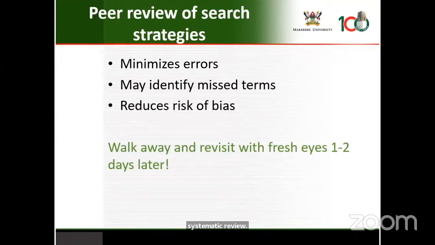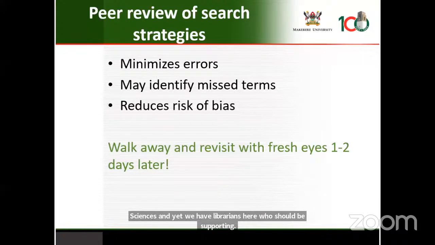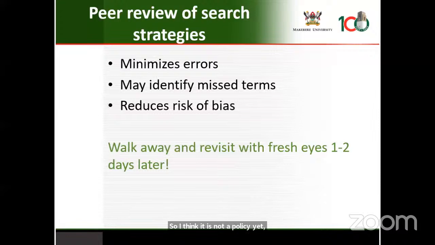The College of Health Sciences, you people, I am very, very overwhelmed. That's why I expected the librarians, most of them, to be here so that we do this work together. Because we get people now, and it has started coming across, because at the College of Agriculture and Environmental Sciences, they are calling Alison from the College of Health Sciences, and yet we have librarians here who should be supporting. So I think it is not a policy yet, but it's coming. How many of you are from the College of Health Sciences? 1, 2, 3, 4. How many of you are doing PhDs? Are you going to do a systematic review?